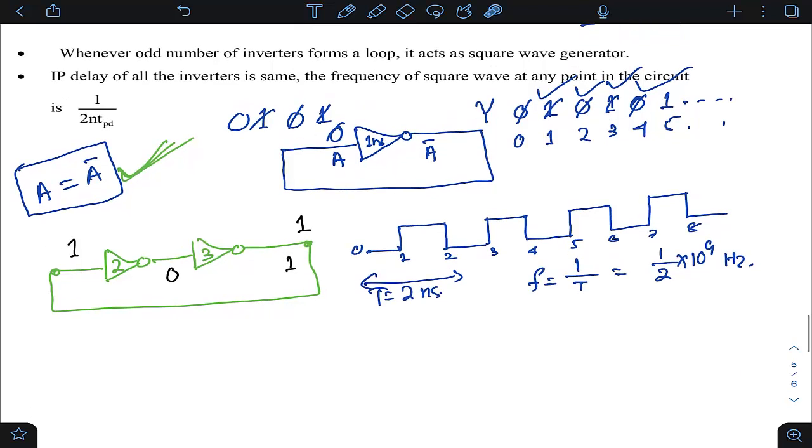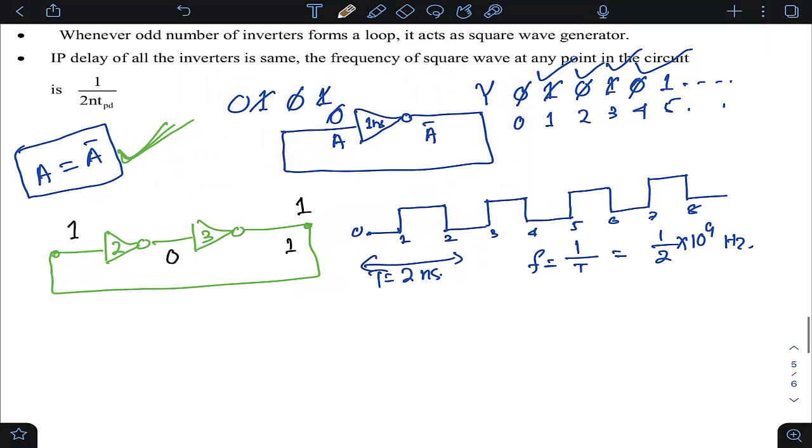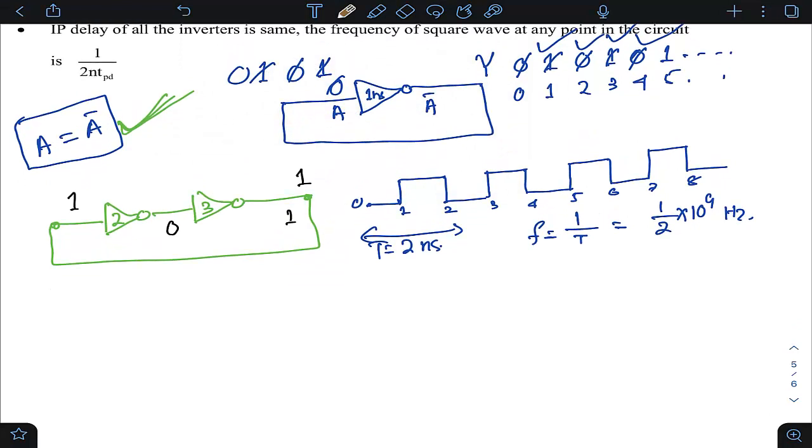All right. So for one NOT gate we have seen, for two NOT gates we have seen. Now let us go for the 3 NOT gate case. If I am taking 3 NOT gates and forming a loop, then in this case you should be able to tell the answer now, what is going to happen.